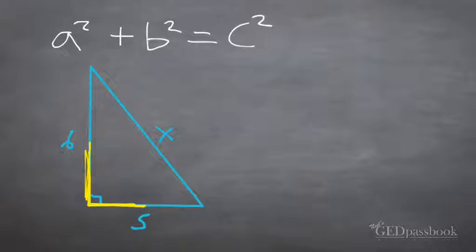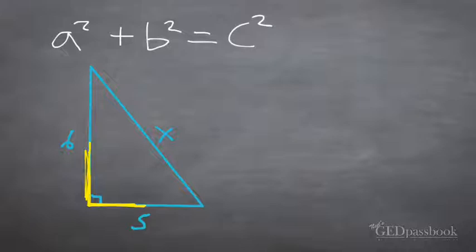First lesson, the two sides, this side and that side, they are connected to the 90-degree angle box, right? Do you see that? Which means those sides are your A and B. It doesn't matter which one, whether this is A and this is B, or that's A and this is B.